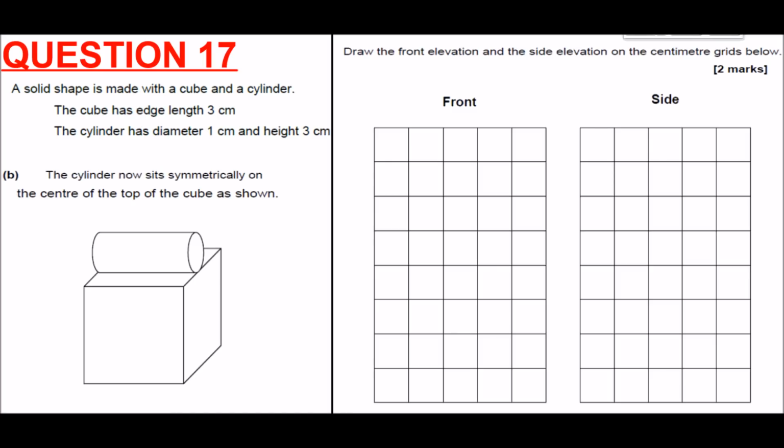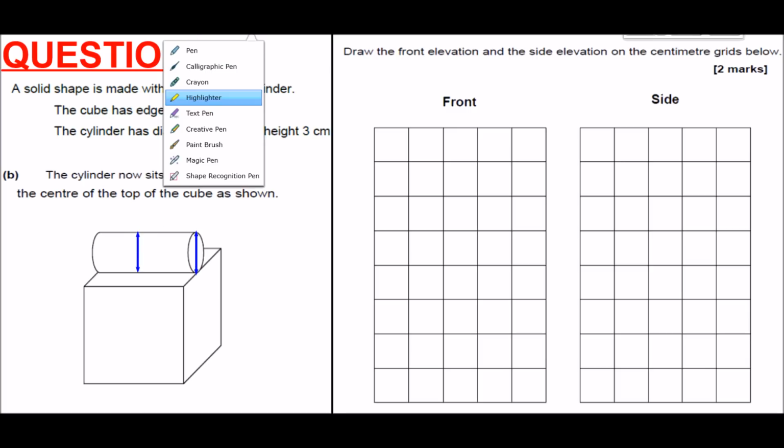Part B, we need to draw the front elevation and side elevation on the centimetre grids below when the cylinder's laid flat. So if the cylinder's laid flat, this 1 centimetre diameter will now be from here to here. And so it will be now 1 centimetre high on top.